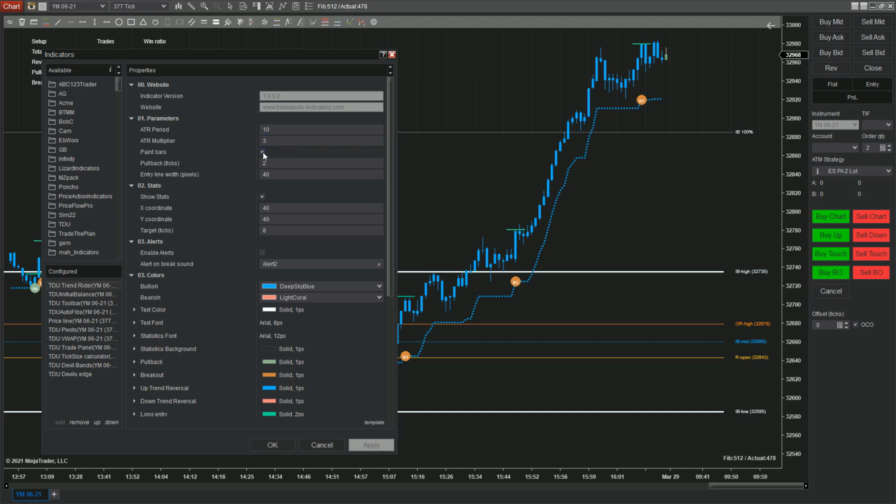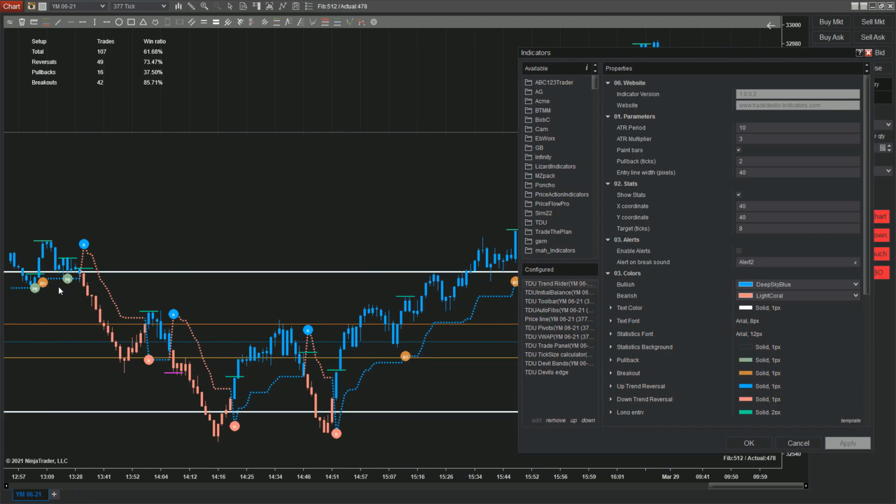Now we have the option to paint the bars or not paint the bars. I think it just makes it easy on the eye. We have pullback ticks because one of the options, if I can find one here, here's a couple right here, is that if we have a pullback within a trend, that's an opportunity to add to it. A pullback needs to be a minimum of 2 ticks. And then we've got our entry line here, which is the little green and magenta lines.